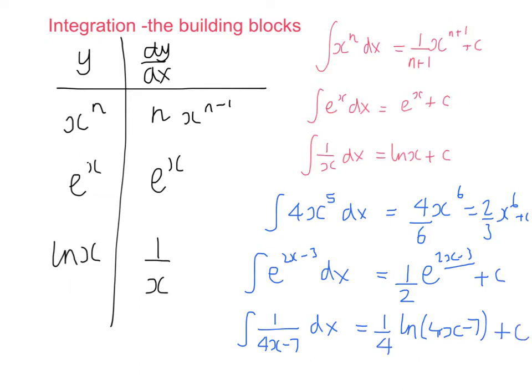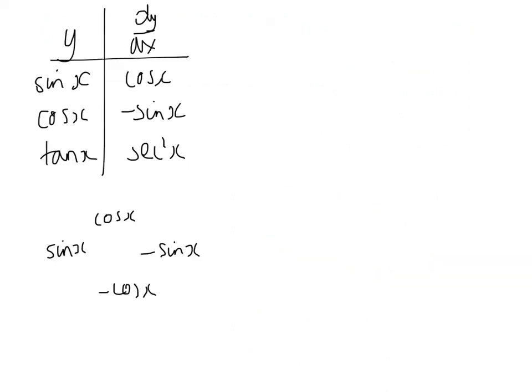Right, so those are some of your building blocks for integration. The others are all to do with trig. So a useful reminder of our differentials: if you differentiate sine x, you get cos x, and if you differentiate cos x, you get minus sine x. And if you remember, we did those in a little sort of circle, so going around in this direction, you get your differentials.